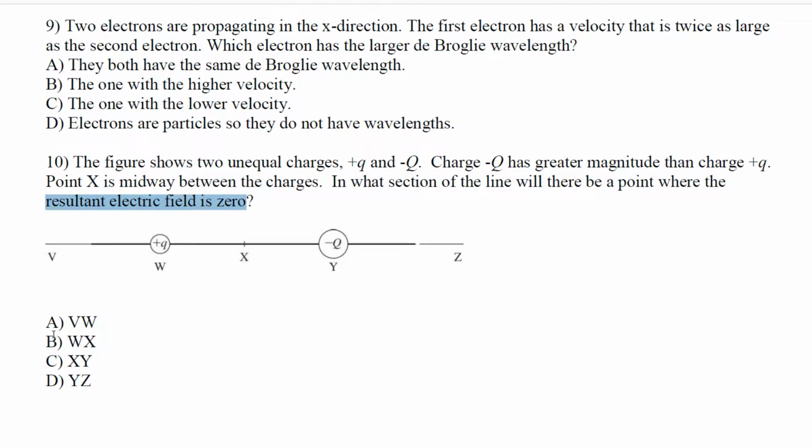We're given a few options here, which refer to different line segments. For instance, VW would be the line segment from anywhere on the left side out to the first charge. The next line segment would be to the middle, and then the right half from the middle, and so on. So let's sketch this out.